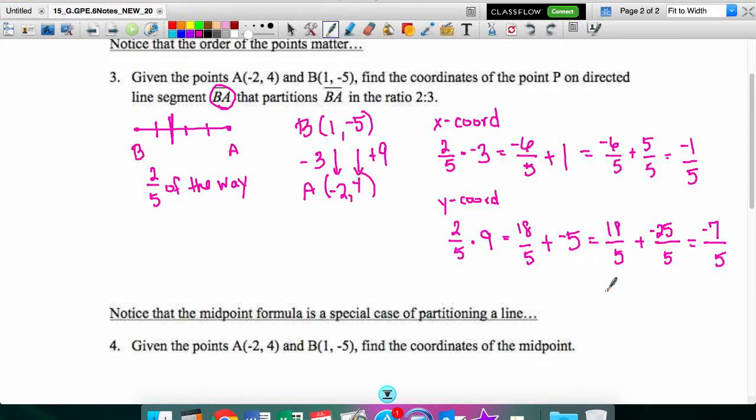Note that this is a different point from 1, and that's because we're finding the point from B to A rather than from A to B. So that's why there is a difference. Okay? All right, let's take a look at our last problem.